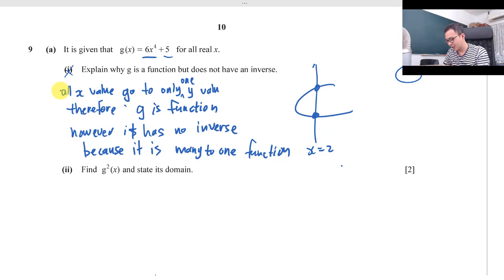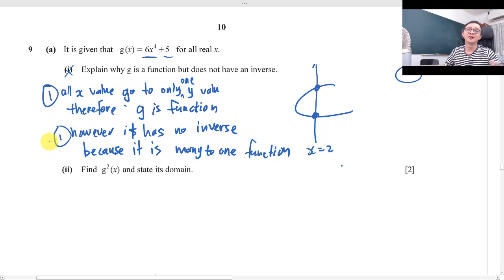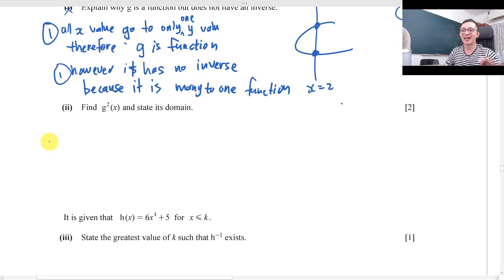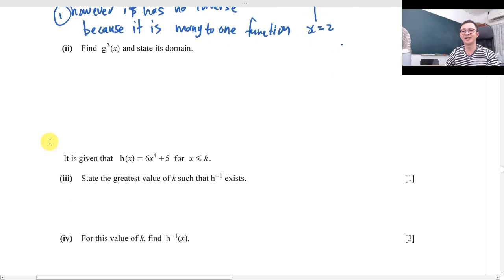So therefore I guess this is how you get 1 mark and second mark over here. For the first mark you have to explain why it is a function, and for the second mark you have to explain why it has no inverse. I will not explain about one to one and many to one again. You can go check out my function video because it has so many things for me to explain. I have a function video on my YouTube channel. You can just type and get it quickly.